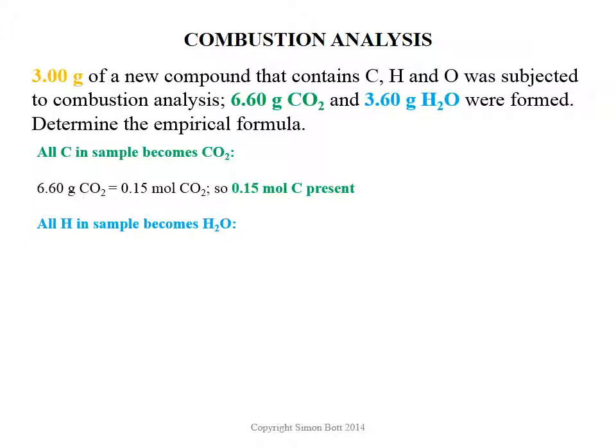Look at the hydrogen. All the hydrogen in the sample becomes water. So we have 3.6 grams of water. That divided by 18 is 0.2 moles of water. But now, unlike the CO2, there are 2 hydrogens in every mole of water. So if we got 0.2 moles of water, there must be 0.4 moles of hydrogen. So in our 3 grams of this new compound that contains carbon, hydrogen, oxygen, we know there's 0.15 moles of carbon, 0.4 moles of hydrogen, we're 2/3 of the way to getting that nice little ratio. But what about the oxygen? Again, there is no information given here about the oxygen.